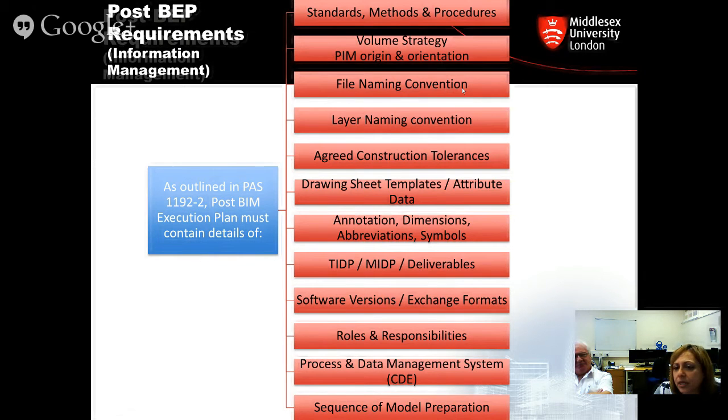What is the file naming convention that will be followed? Is it going to be according to the BS 1192? The layer naming conventions, agreed construction tolerances. This is all inside the PAS, by the way. Drawing sheet templates and attribute data, annotation, dimensions, abbreviations, symbols. Of course, the task information delivery plan and the master information delivery plan.